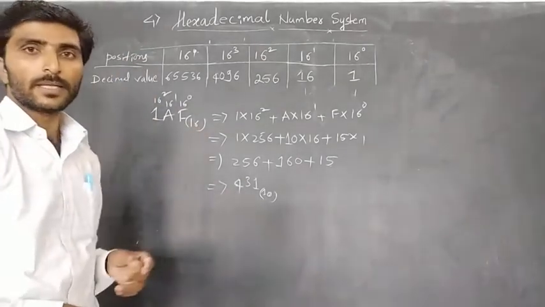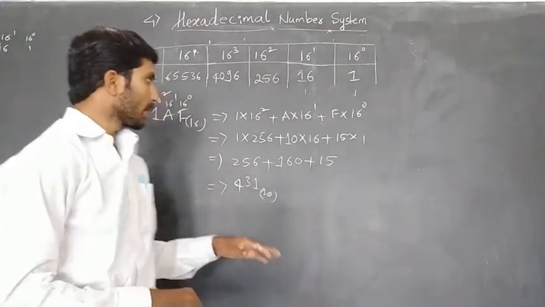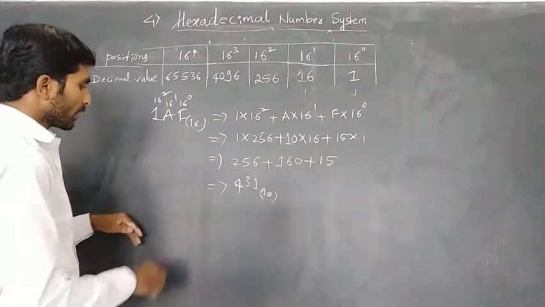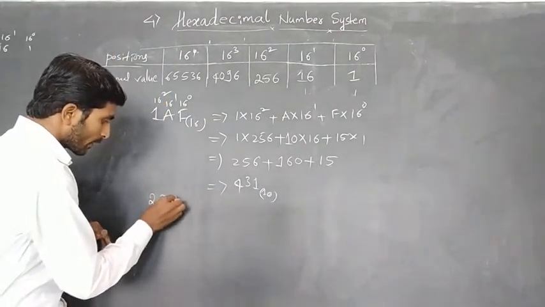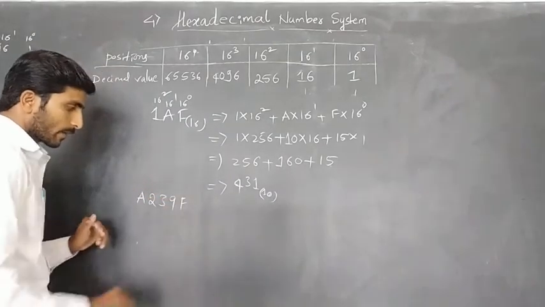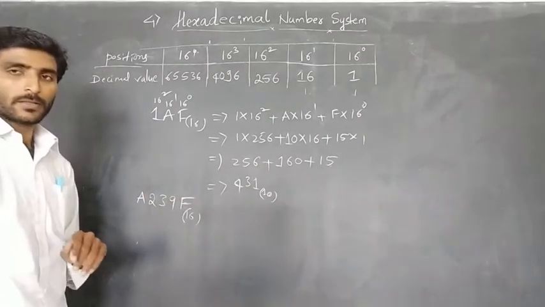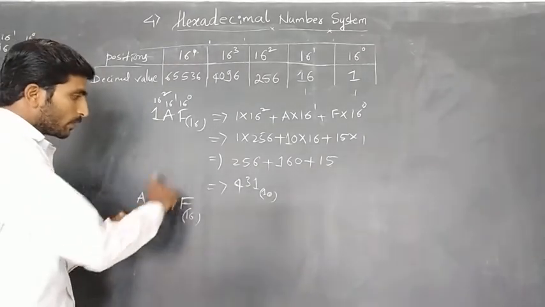When you convert, that is in the decimal number system. This is also one type of example, or else you can take 239 here. Here you can take 8. Base 16. Now you have to convert this number to its decimal equivalent.